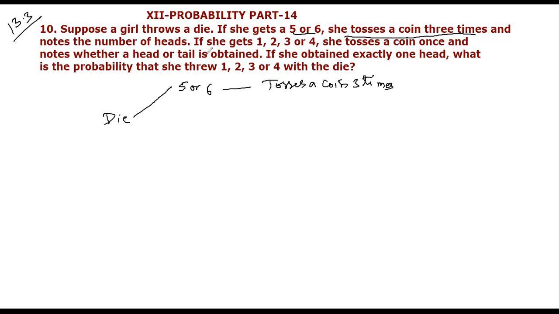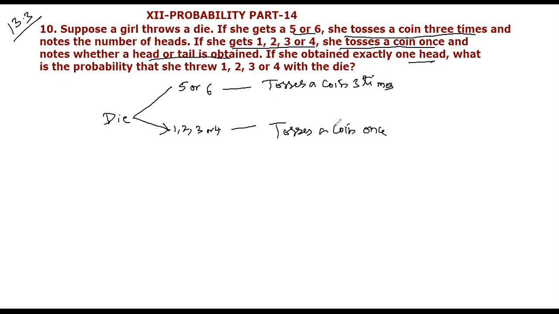And note the number of heads. If she gets 1, 2, 3, or 4, she tosses a coin once, and notes whether a head or tail is obtained. If she obtained exactly one head, what is the probability that she threw 1, 2, 3, or 4 with the die?